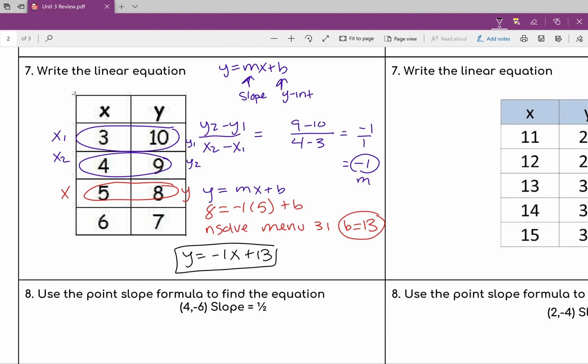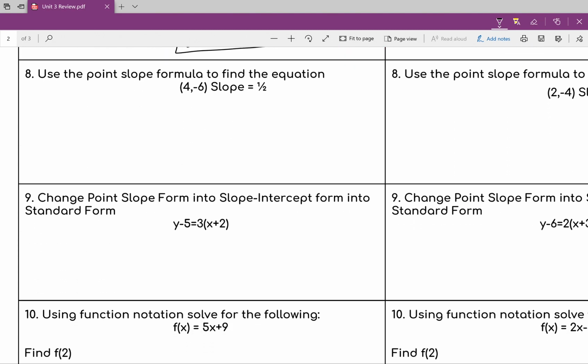Okay, let's look at number 8. Number 8 says use the point-slope formula to find the equation. So it gives us a point and it gives us a slope. So we're going to write the point-slope formula, which is y minus y1 equals m(x minus x1). I'm going to go ahead and label what these points are. So that 4 is going to be x1, the negative 6 is going to be y1, and the 1/2 is going to be m. So this becomes y minus negative 6 equals 1/2 (x minus 4).